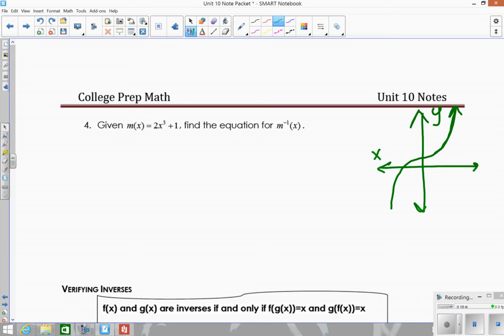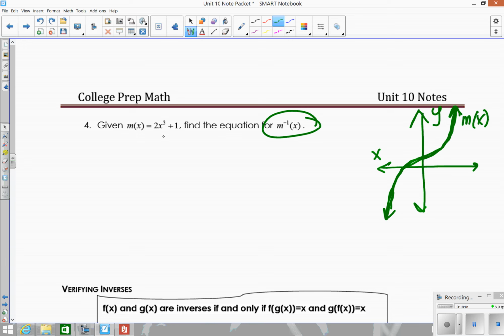So this graph is a function, and the inverse of this graph would be a function. So if this is m of x, I can draw any horizontal line through this, and it's only going to hit once, which means the inverse of this would be a function, which tells me that I can use this notation when I write the inverse.